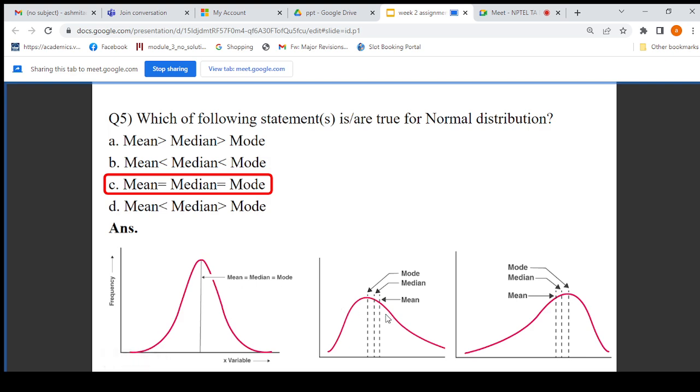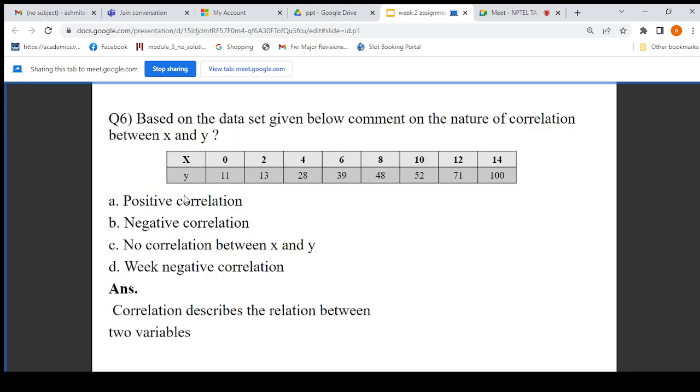Whereas in the case of the second picture, it is the positively skewed distribution. In this particular picture, the mean is the lowest and the mode is the highest. In the left skewed picture, it is similar. Here the mean is also lowest and the mode is the highest. So in this particular case, the answer is mean is equal to mode is equal to median. So the next question.